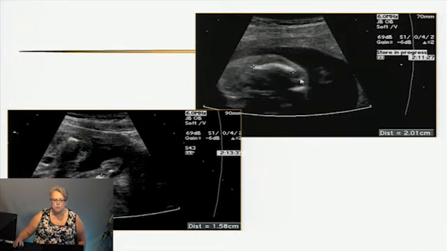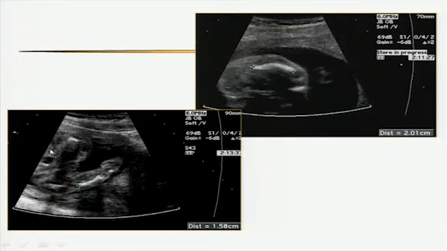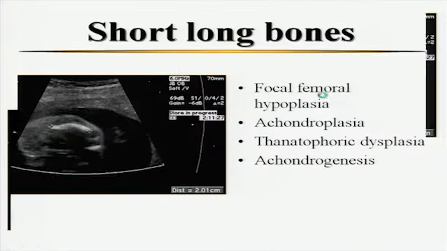And then looking at the long bones, they're measuring almost 5 weeks behind. If it's less than the first percentile, you have to evaluate for skeletal dysplasia. When we're looking at the bones, we're looking at the echogenicity and the shape. What is the mineralization of that bone?